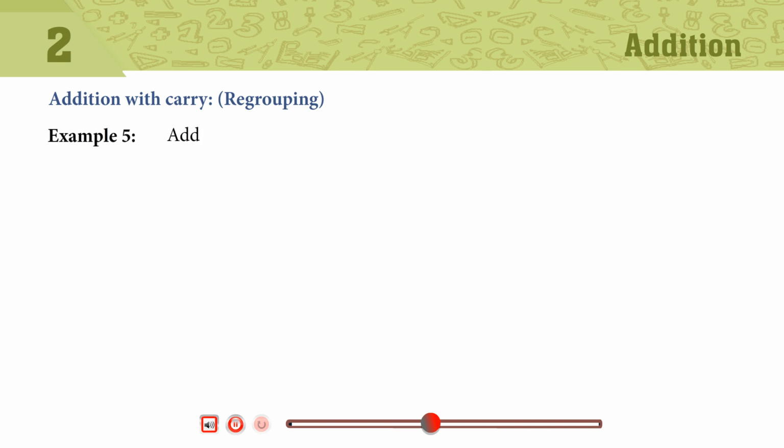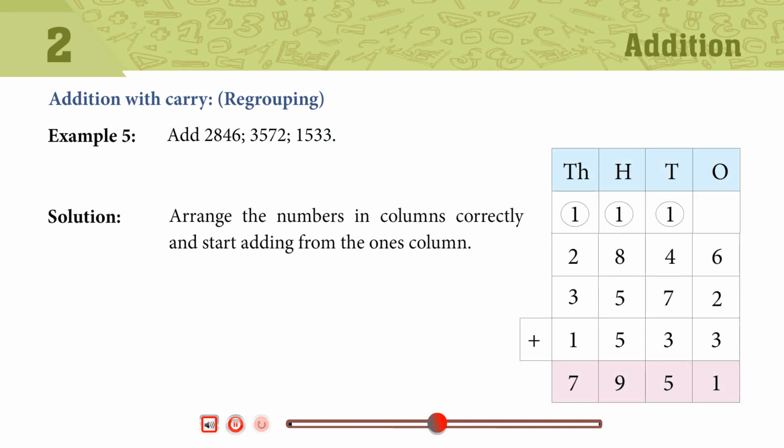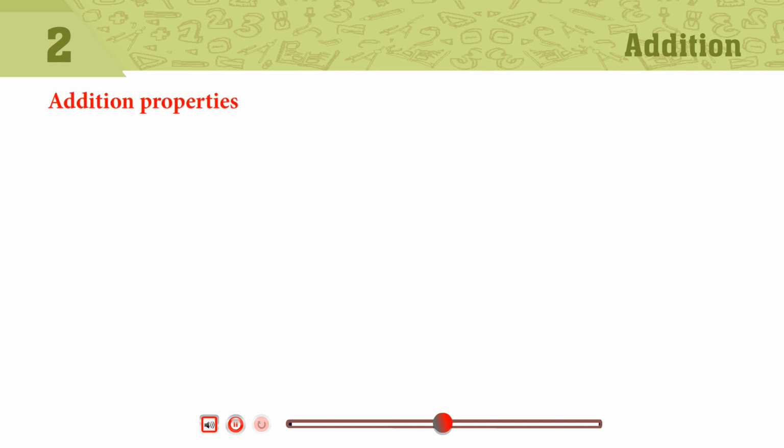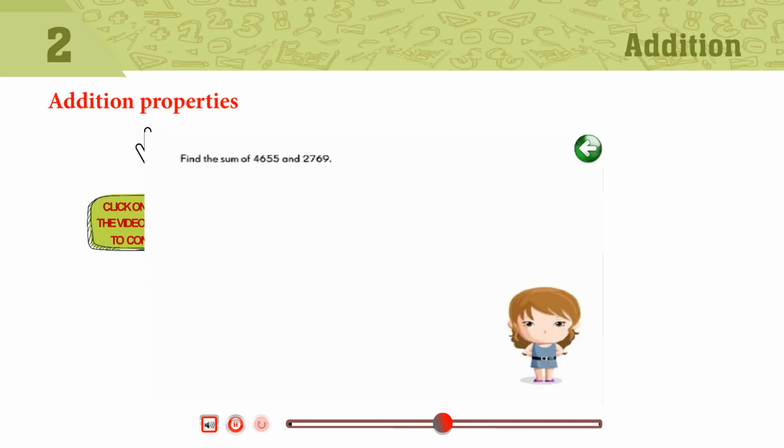Example 5. Add 2,846, 3,572, 1,533. Solution. Arrange the numbers in columns correctly and start adding from the ones column. Answer. The sum of the given numbers is 7,951.